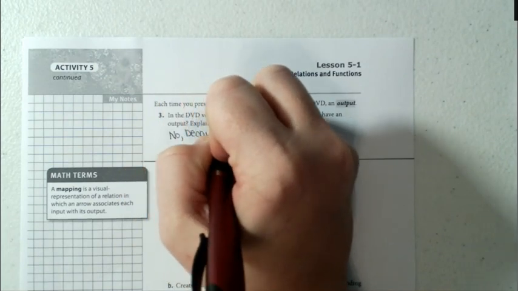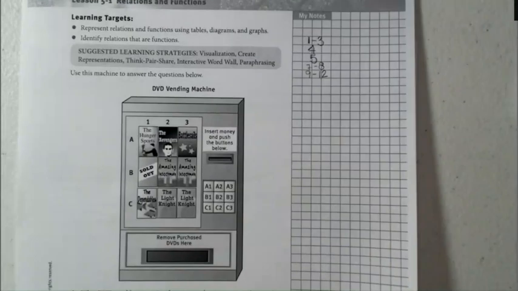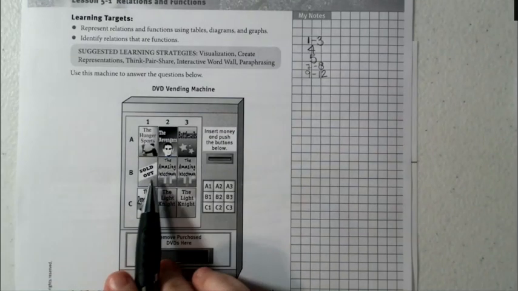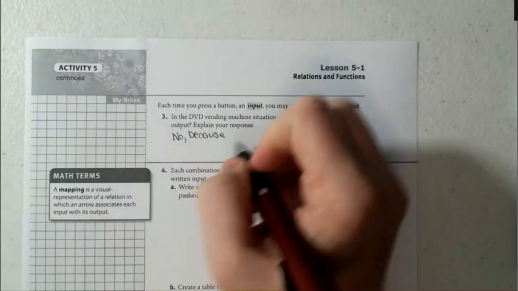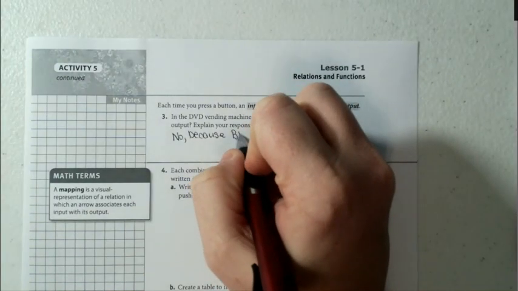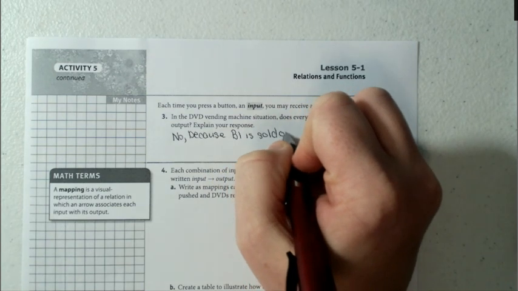Because, let's look at which one it is exactly. If you recall the vending machine, B1 is sold out, which means I don't get a DVD if I push that button. So no, because B1 is sold out. On to your debriefing question.